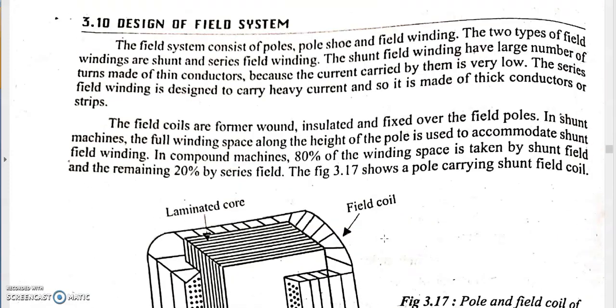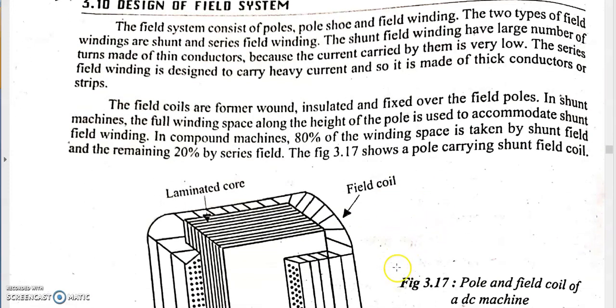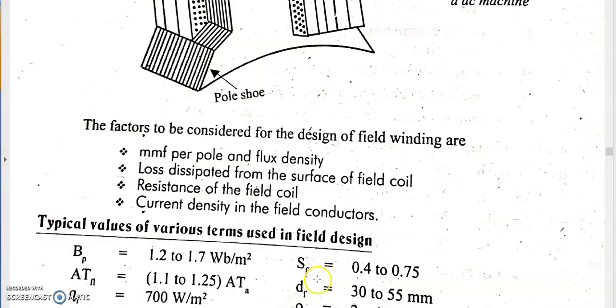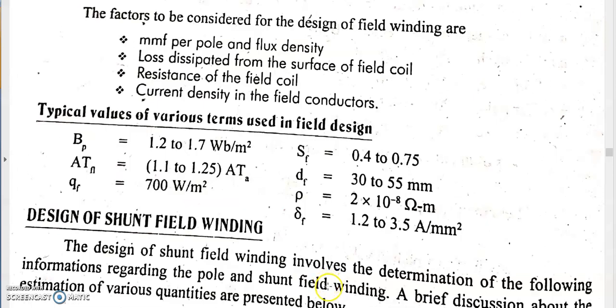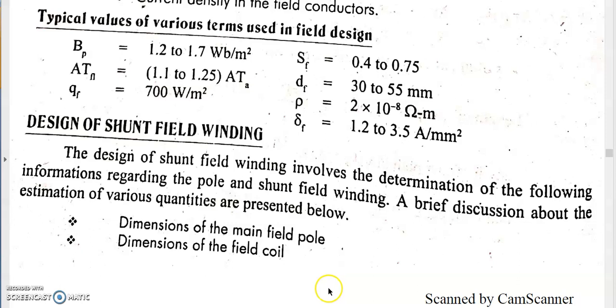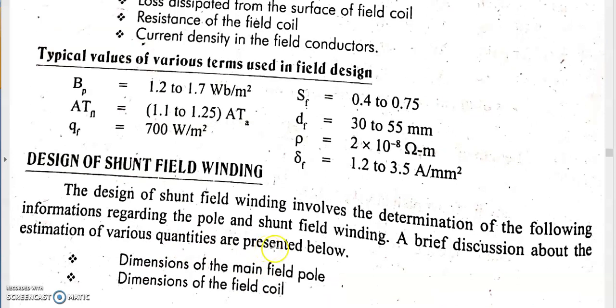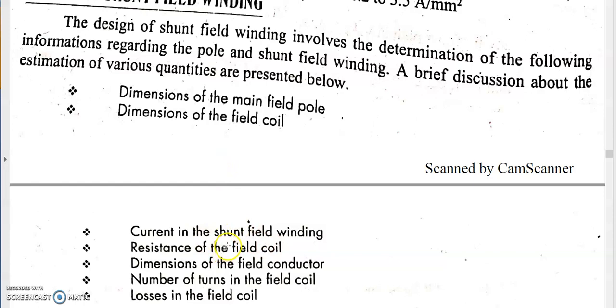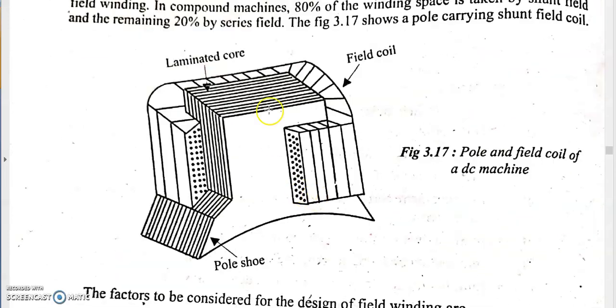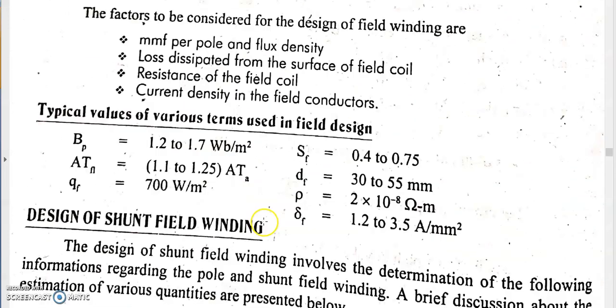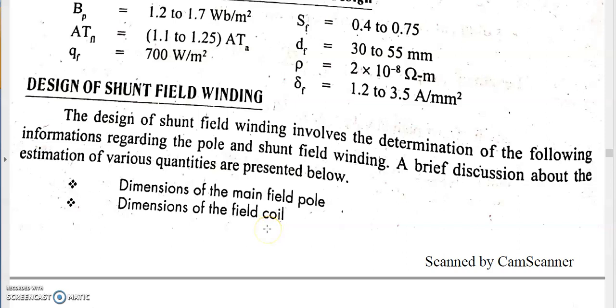So the field system, as we have just discussed, includes the design of field pole and design of field winding. So first we are going to start with the design of shunt field winding. So the design of shunt field winding includes the following designs, that is dimensions of the main field pole, that is the field pole design, and then winding design. So first we are going to consider shunt field winding, then we will be discussing series field winding. So that too will be there in the compound machine. So first we are going to design the shunt field winding.